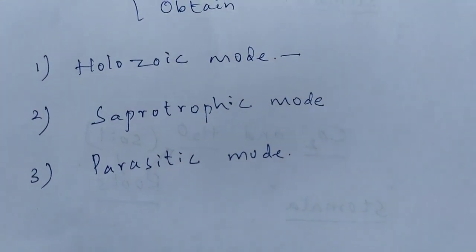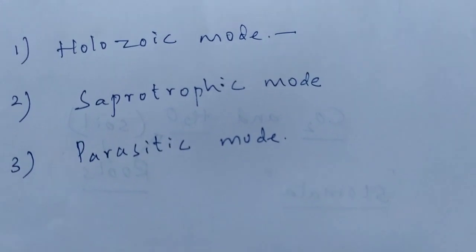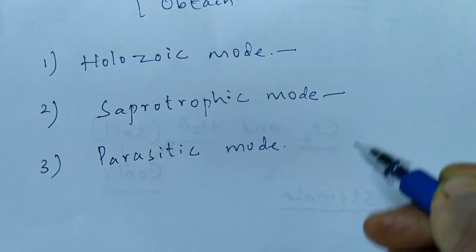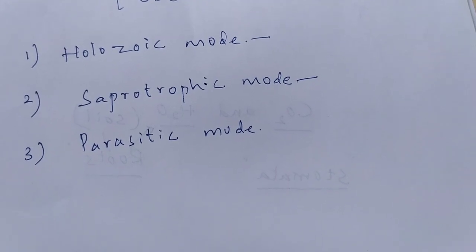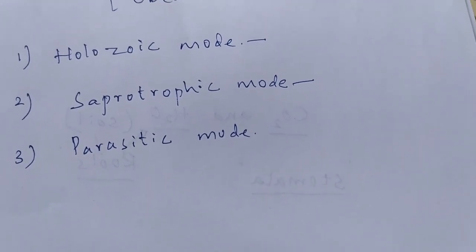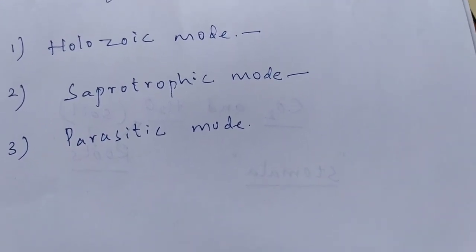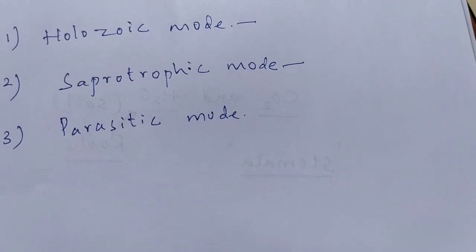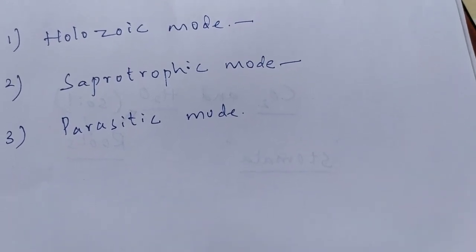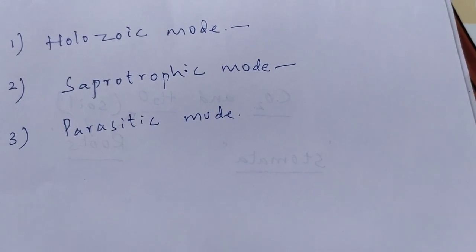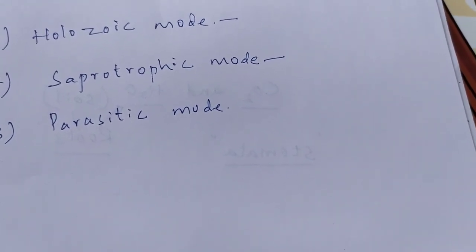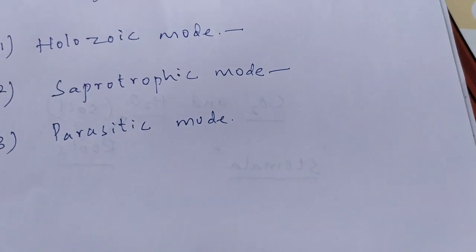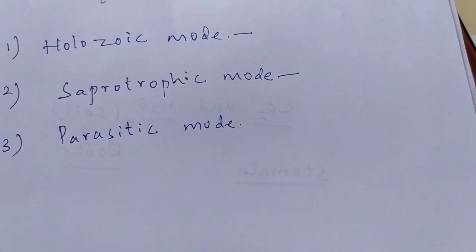The second type of nutrition is the saprotrophic mode of nutrition. What is this saprotrophic mode of nutrition? This is a type of nutrition where the organisms derive their food from dead and decaying organisms. They convert the dead and decaying organisms into fluid forms and then they take this fluid form as their food. Here there is no need of digesting the food as the digestion is already done outside the body of the organism.